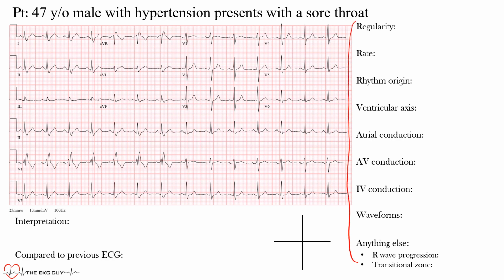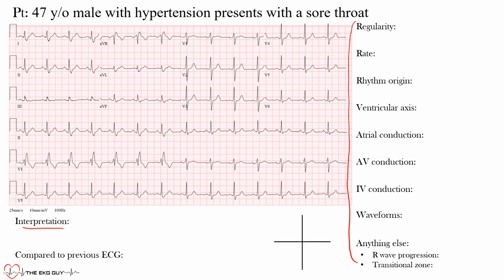The regularity, rate, where the rhythm's originating from, ventricular axis and how to find it, atrial conduction, AV or atrioventricular, and intraventricular conduction, different waveforms, are there any abnormalities there? And then is there anything else we're missing? We'll look at R wave progression as well as transitional zone in the precordial leads. Then as you complete those, give it your final interpretation, and we'll always compare it to a previous EKG that I'll make available to you.